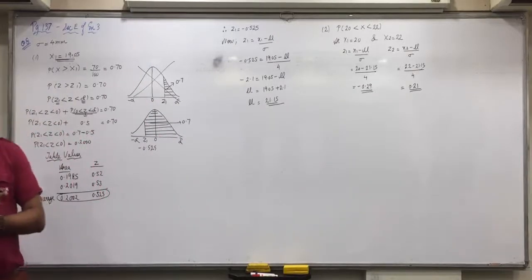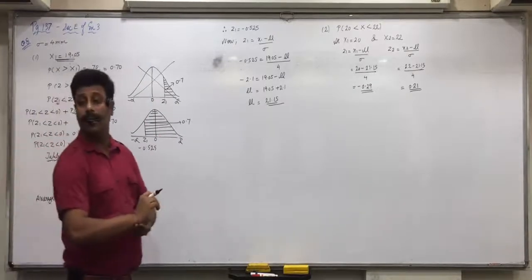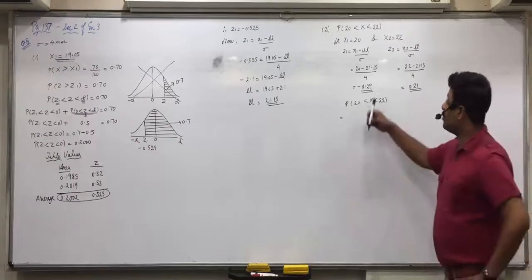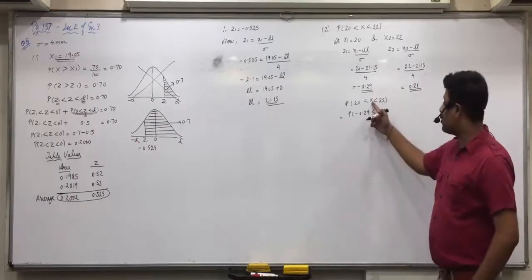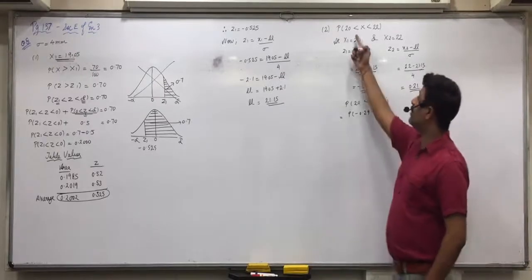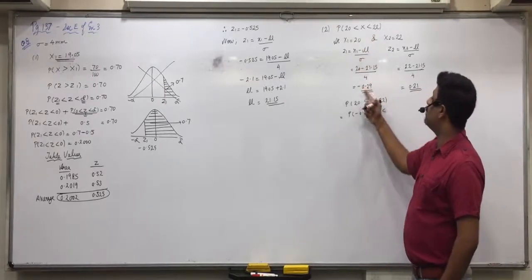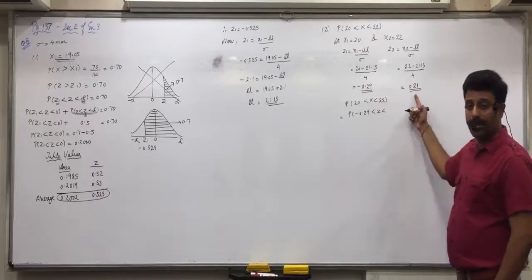Now it's a direct question, so after that X is to be converted in Z now. So what are the corresponding values of Z? If X is between 20 and 22, means Z is between minus 0.29 and 0.21.